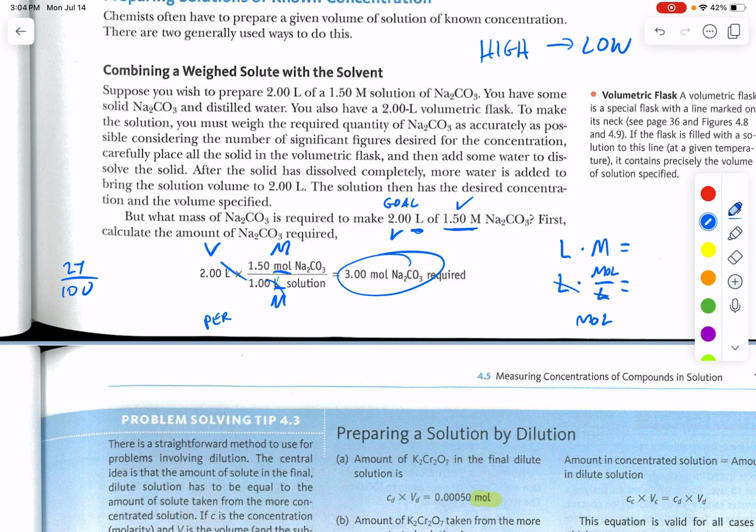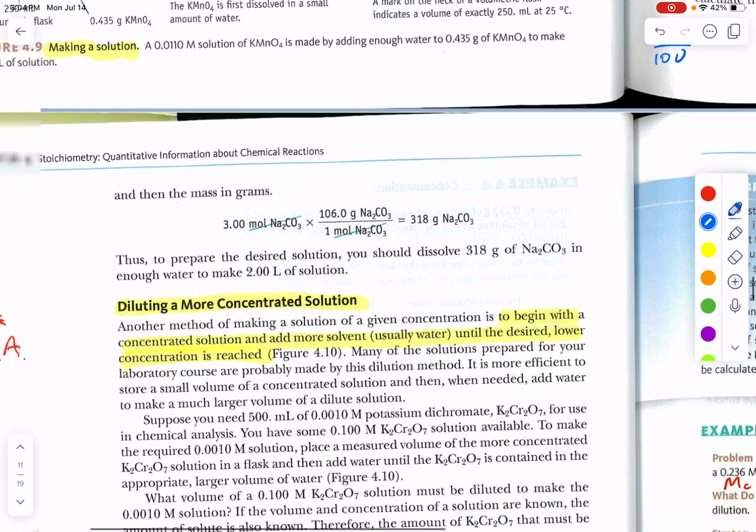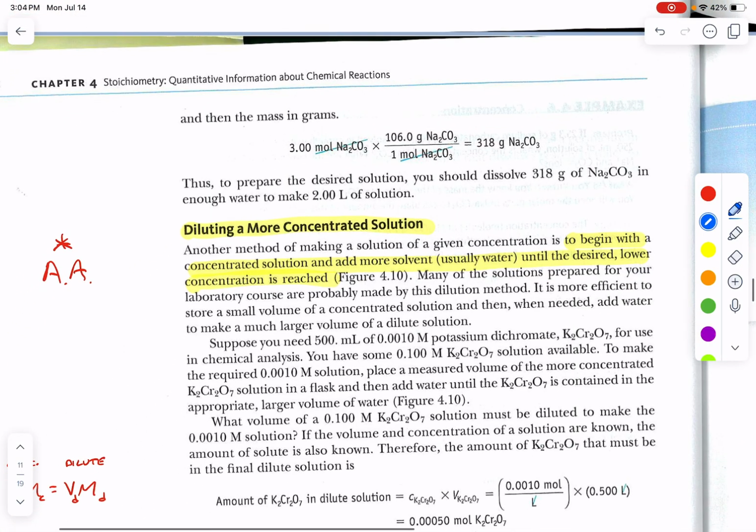Once I know how many moles of sodium carbonate I need, I'm just going to do my dimensional analysis and convert it into grams. Go to Google or whatever and find your molar mass of sodium carbonate. I would prefer you always go to the hundredths place for molar masses. And I'm going to need 318 grams of sodium carbonate.